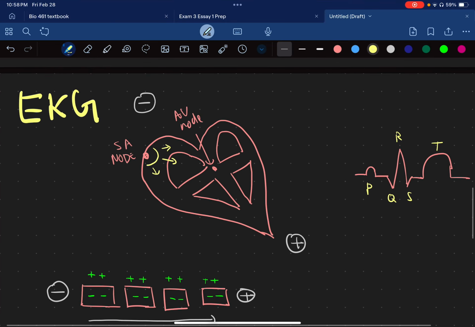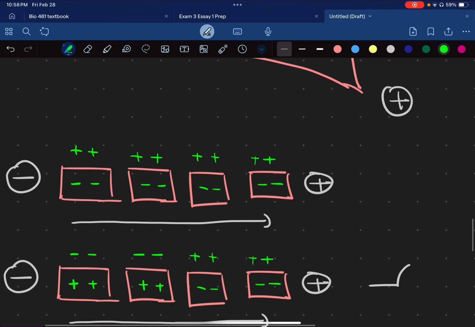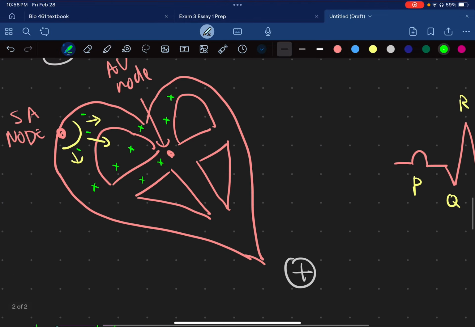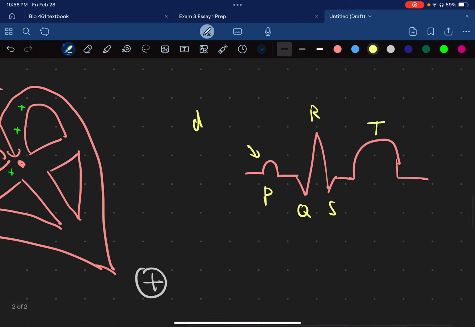And when that happens, obviously, like we drew below, we're going to have negative charges going into this positive outside of the heart. And when we have a negative tail going towards a positive electrode, that's going to cause our bump. So our P wave is going to be the depolarization of the atria.